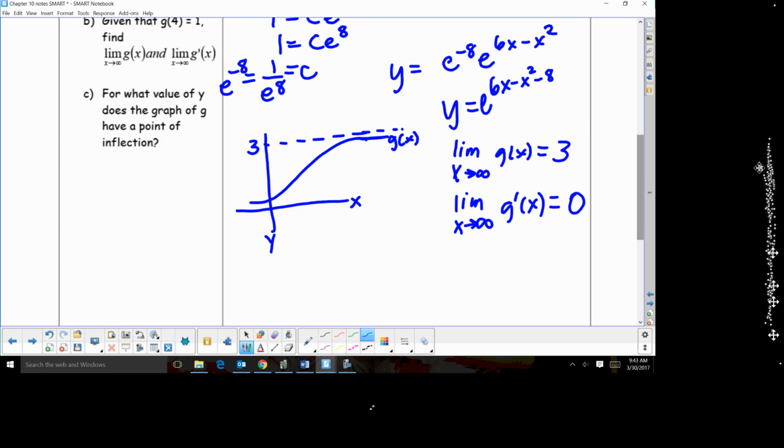And then C, for what value of y does the graph of g have a point of inflection? 1.5 or 3/2. Questions over that one?